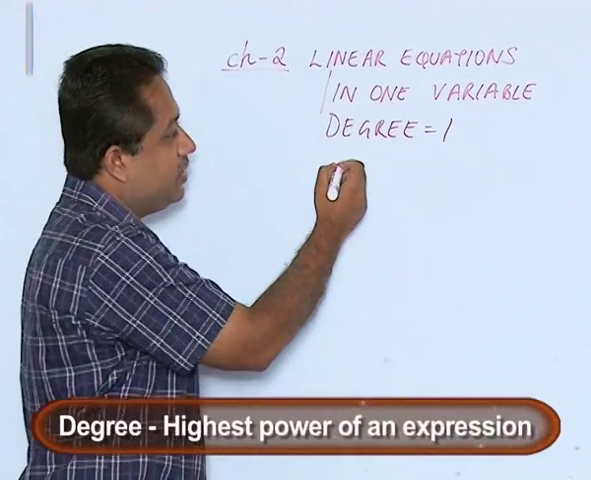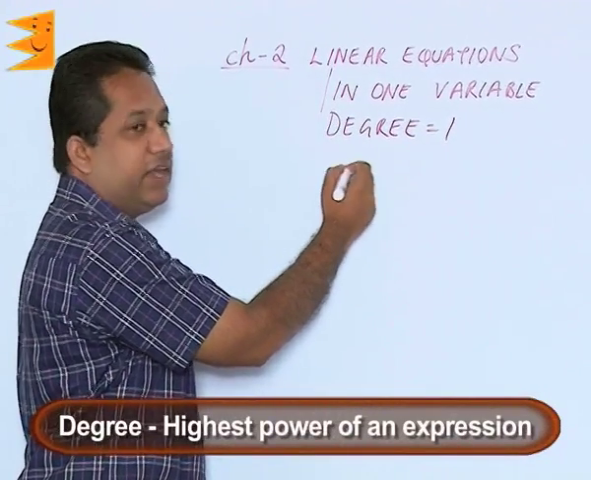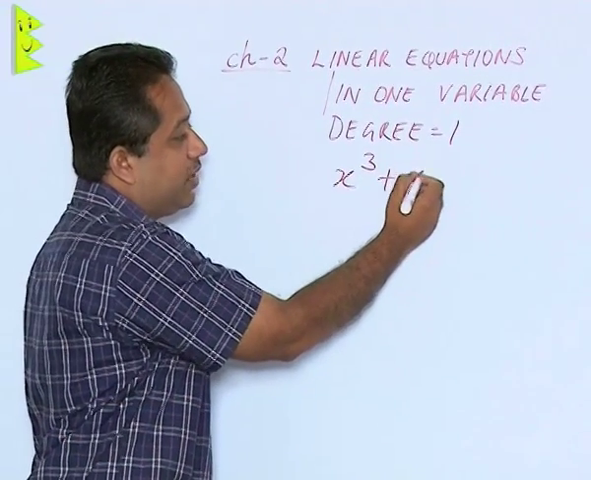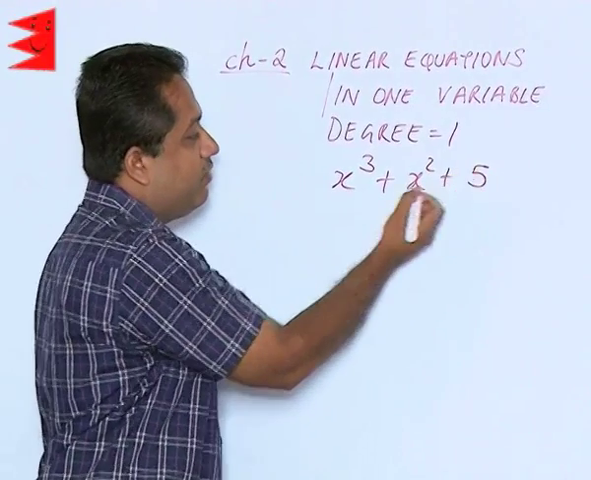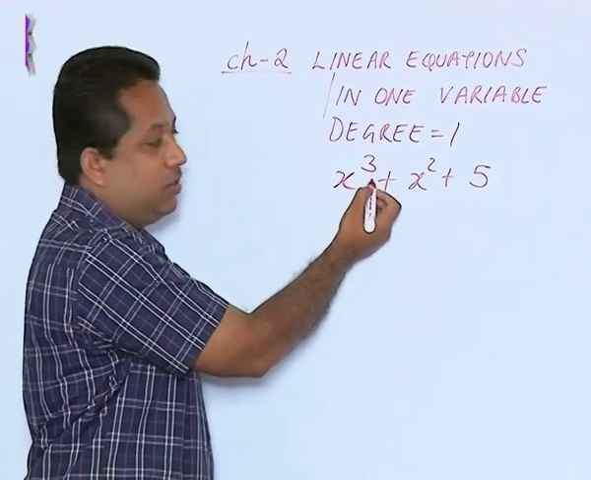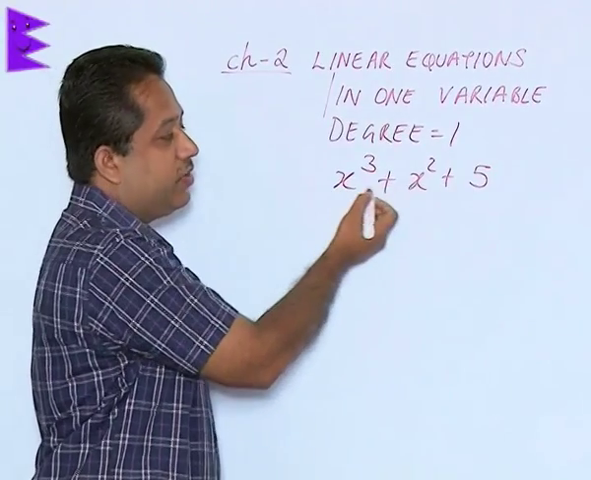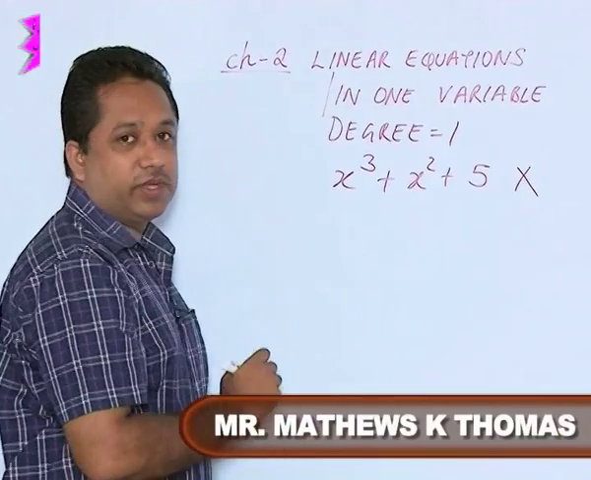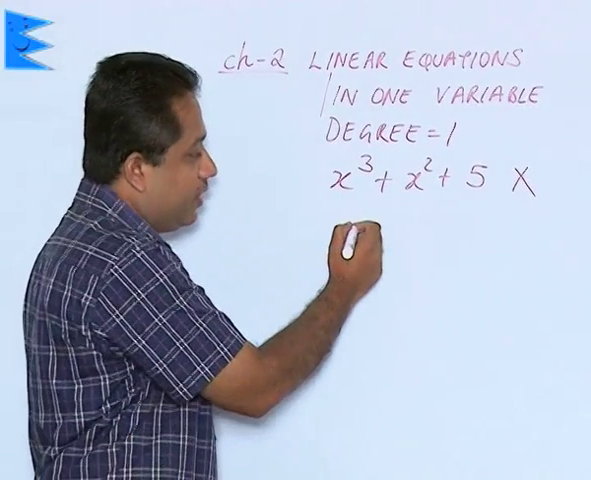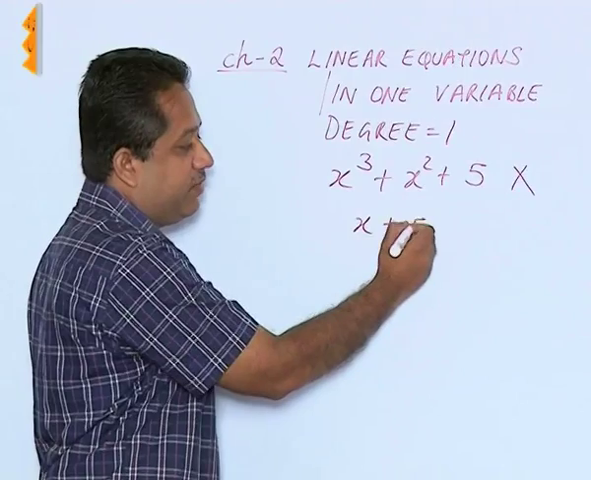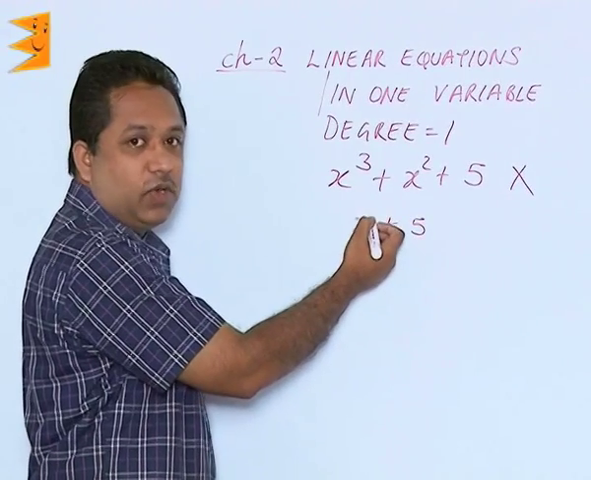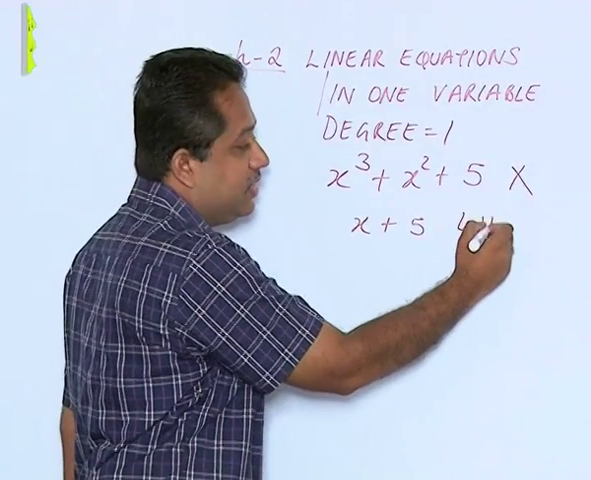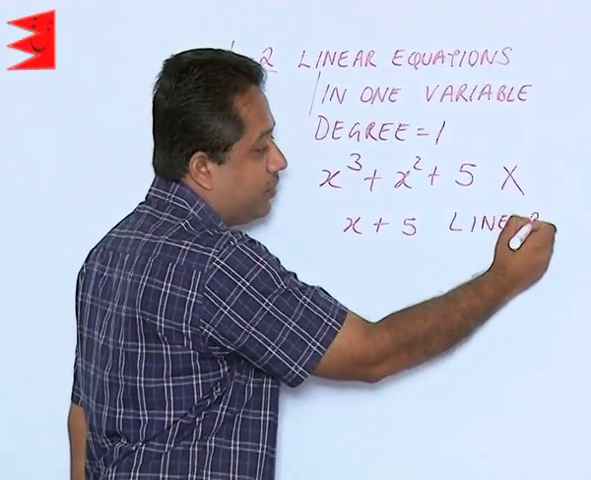The degree means the highest power of an expression, which means that if you have an expression x cube plus x square plus 5, we find that the degree here is 3, because the highest power of this expression is 3. So, this is not a linear polynomial or a linear expression. However, if we look at this case, x plus 5, we find that the power of x is 1. The power is 1, therefore, I can say that this is a linear expression.